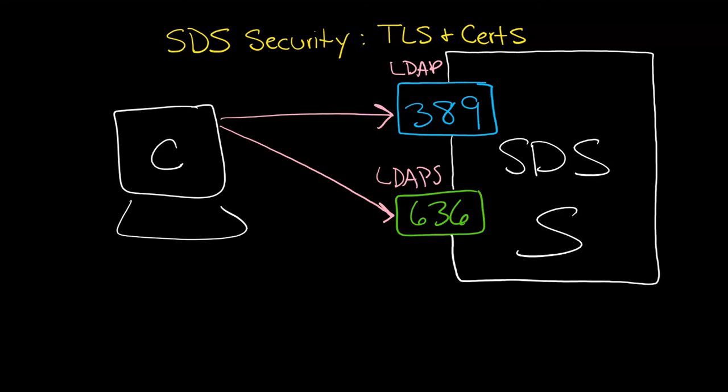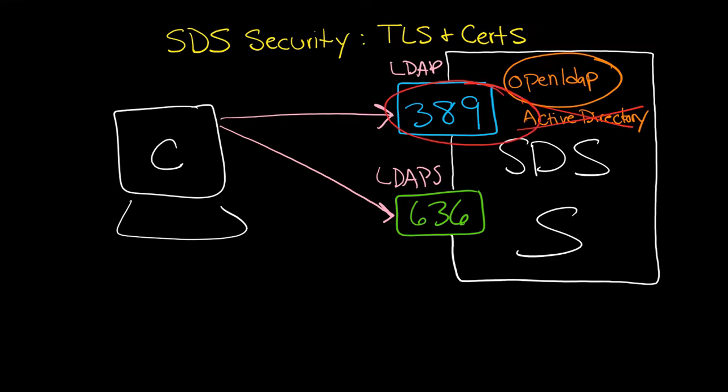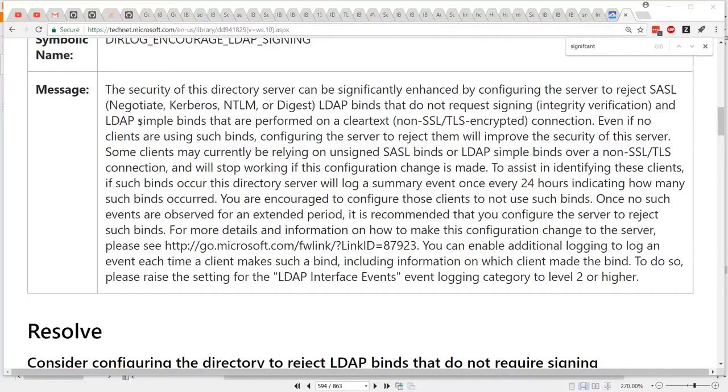Now, in SDS, you can eliminate 389, so no data will be transferred in plain text. And you can do that in OpenLDAP as well. But interestingly, you cannot do that in Active Directory. You must, in Active Directory, allow 389 to be running. And in Active Directory, you can reject a simple bind, which means transferring a username and password in clear text.